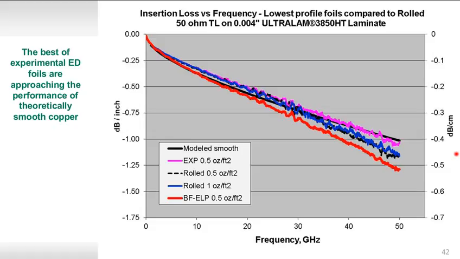An interesting note, and what we hope would be a bright spot in future materials developments, is that the best of experimental ED foils are approaching the performance of theoretically smooth copper. Of course, for it to be a practical laminate, you need to have good adhesion that is preserved through both circuit processing and end-use processes. So I guess we are still all working together to straighten those out. As I said, we are seeing very good performance for low-loss ED foils.